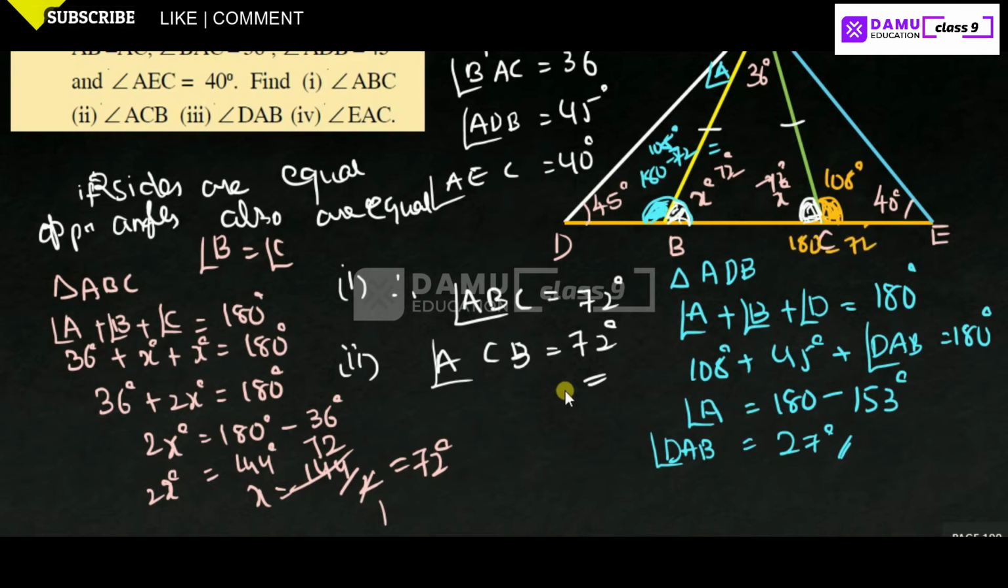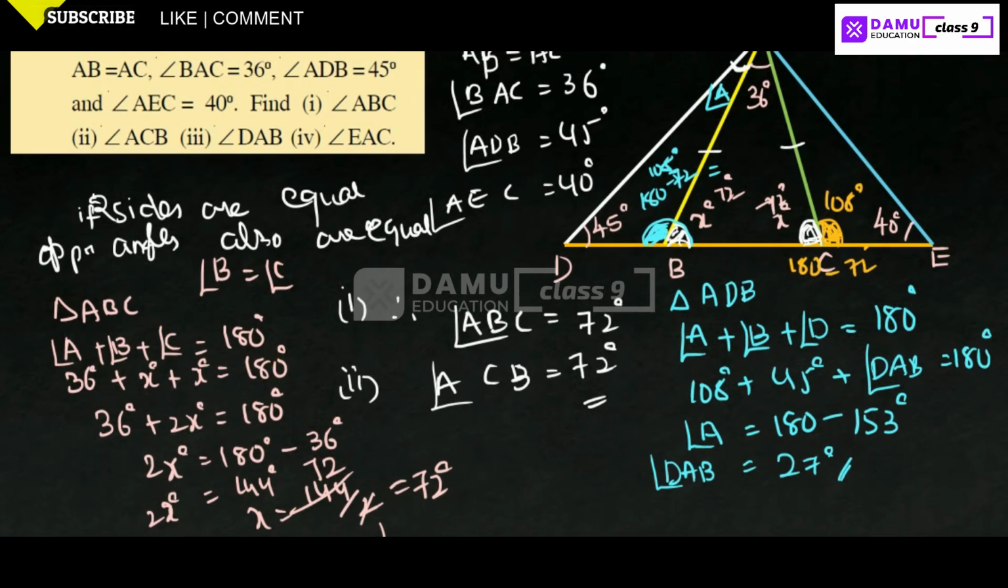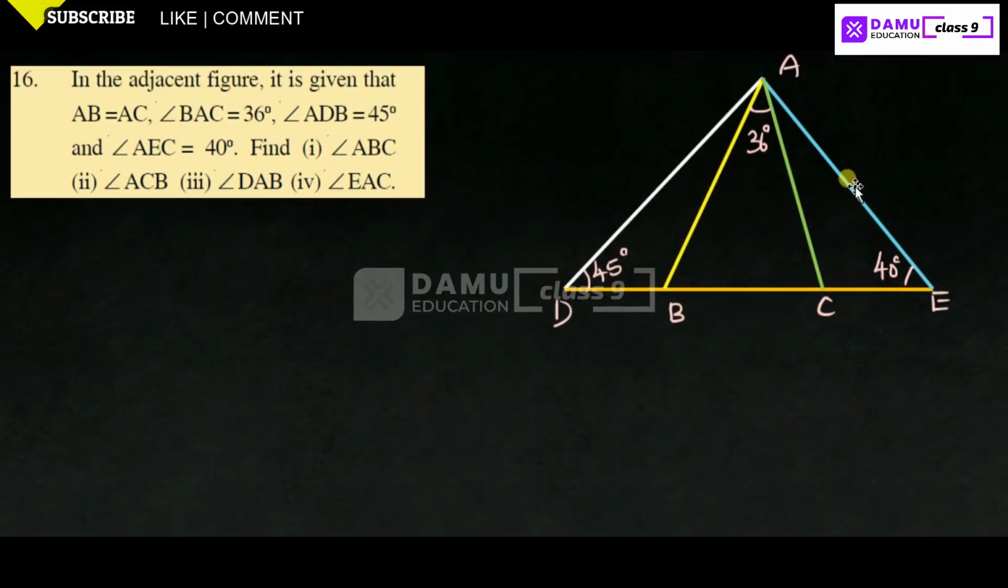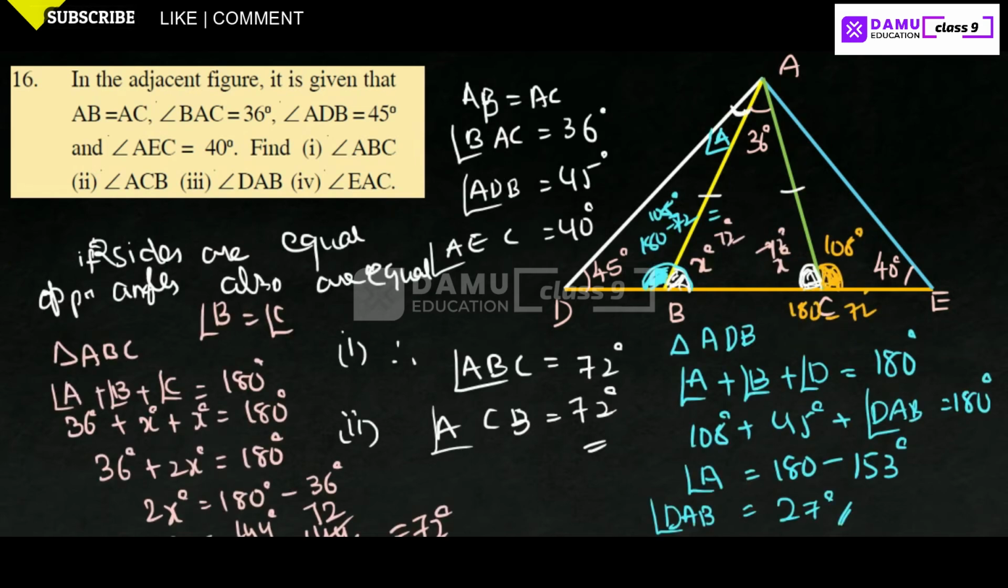Then what you can say here is, so here 180 degrees. As I told, here 72, 72, here 108, here 27 degrees. Then we can calculate this angle by linear pair: 180 minus 72 will be equal to 108. So this angle we can find. So here those are the angles.